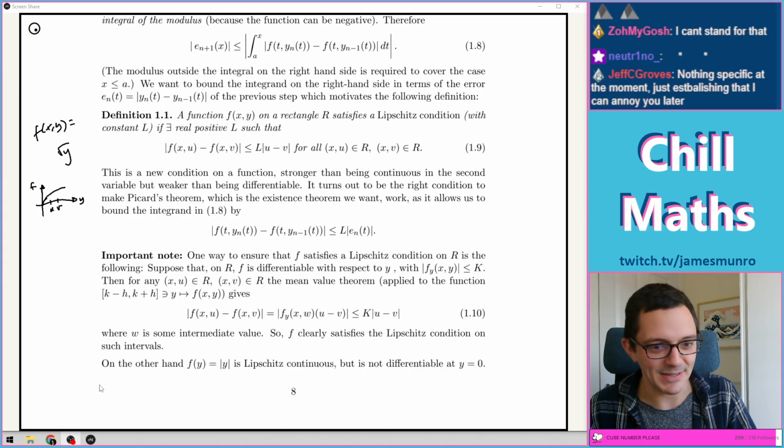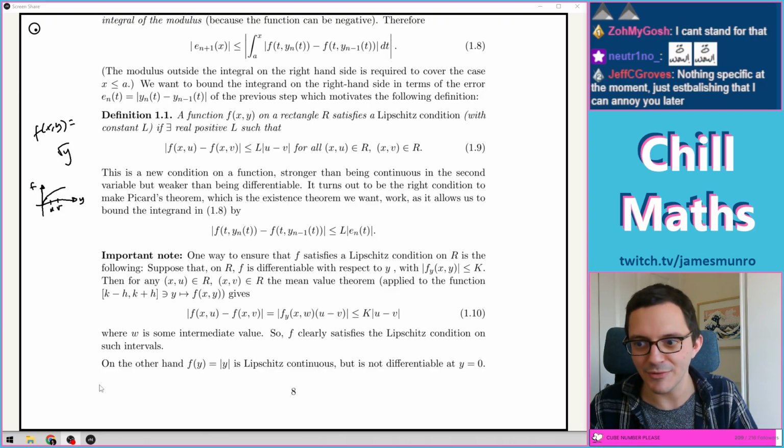Right, good. Okay, no maths question immediately. We've got the definition of Lipschitz, we've got a Lipschitz condition. It's going to let us bound some error terms, prove that the series of functions converges.